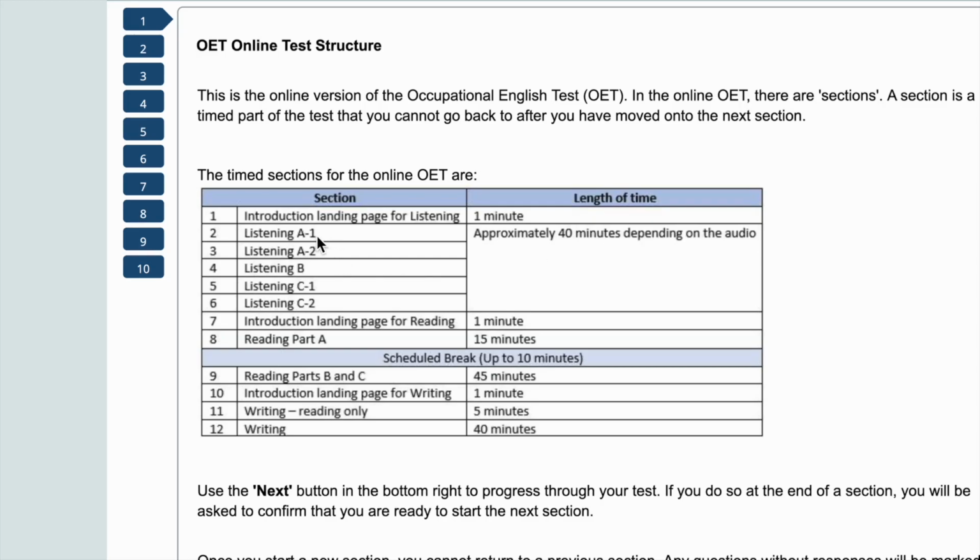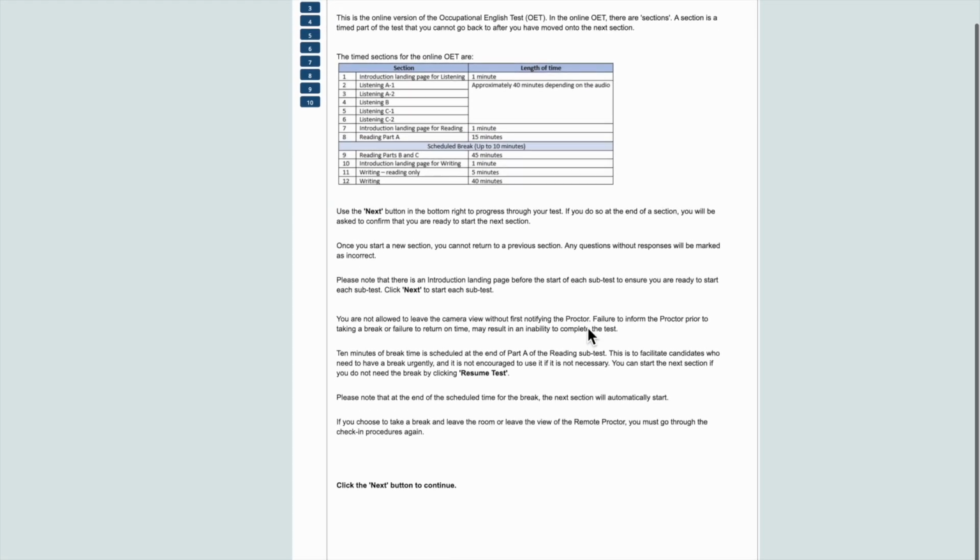Because if you notice, the A1, A2, B, C1, and C2 are all grouped into the 40-minute window, approximately, depending on the audio, of course. And then the reading part A is 15 minutes. Then you get a break. The critical thing is reading parts B and C. They're bundled together within the same 45 minutes, and they have no separate page break. So you'll see what I mean in a few.